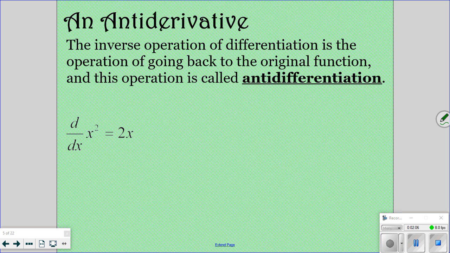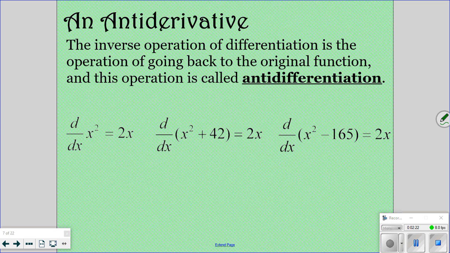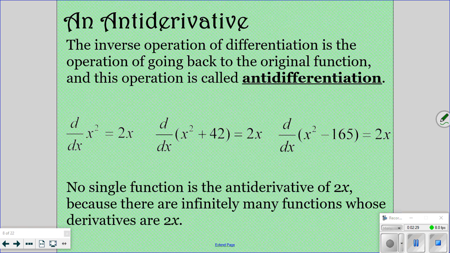So if we have a function x squared and we want to take the derivative of that, the derivative is 2x. We have been doing that. The derivative of x squared plus 42 is also 2x. The derivative of x squared minus 165 is also 2x. All of those have the same derivative. So no single function is going to be the antiderivative of 2x because there are infinitely many functions whose derivatives are 2x. You have x squared, and then plus or minus any number is still going to be, when you take the derivative, 2x.